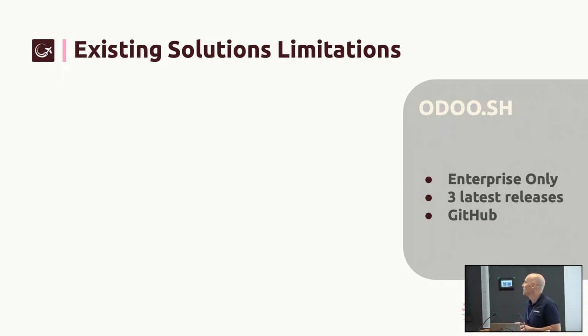The second thing is that it supports only 3 releases. So I would say, hey guys, who has Odoo 15 right now, in a couple of days you are in big trouble. Your Odoo.sh instance will say, hey, you need to migrate, by the way. And it's GitHub centric. So if you have GitLab or Bitbucket, it's a no-go scenario for you.